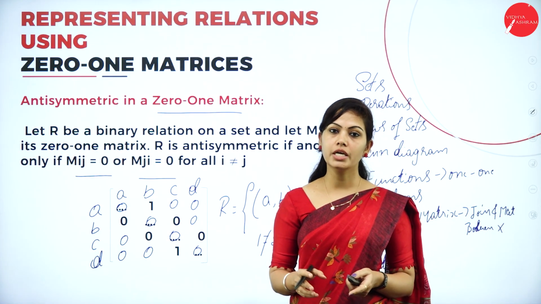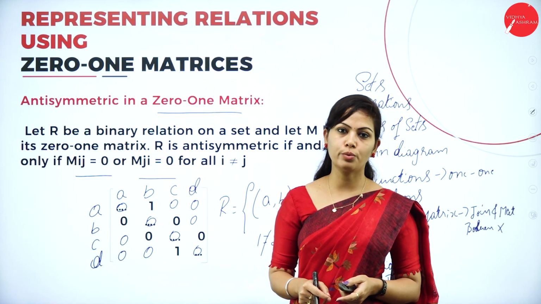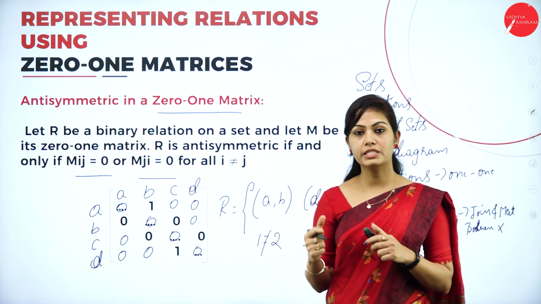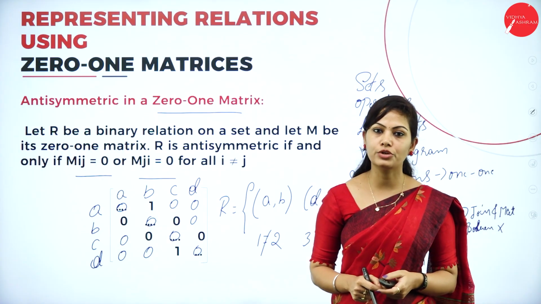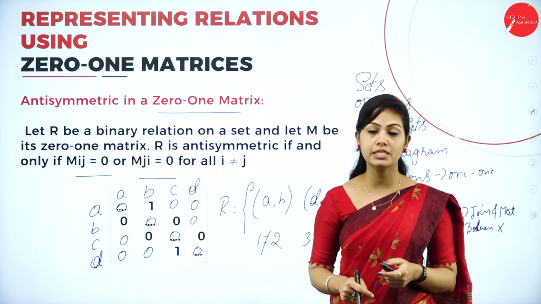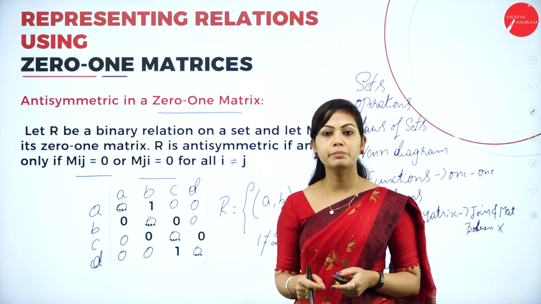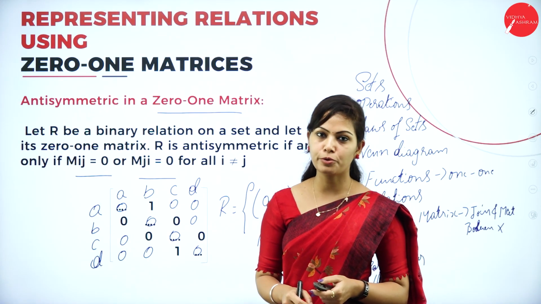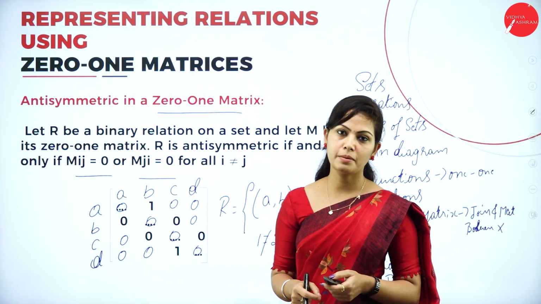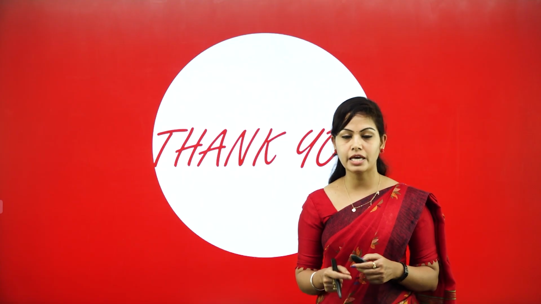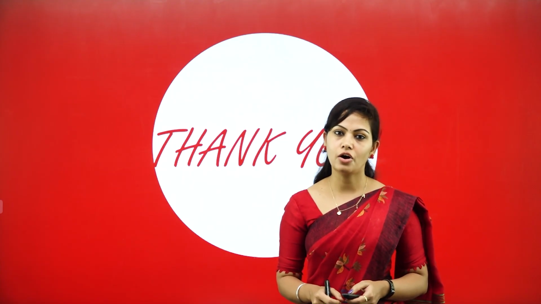So today you learned the Boolean products on a 0-1 matrix and you have studied relations on a 0-1 matrix. The relation properties are called the reflexive property, symmetric property and anti-symmetric property on a 0-1 matrix. In my next session, I will discuss partial orders.